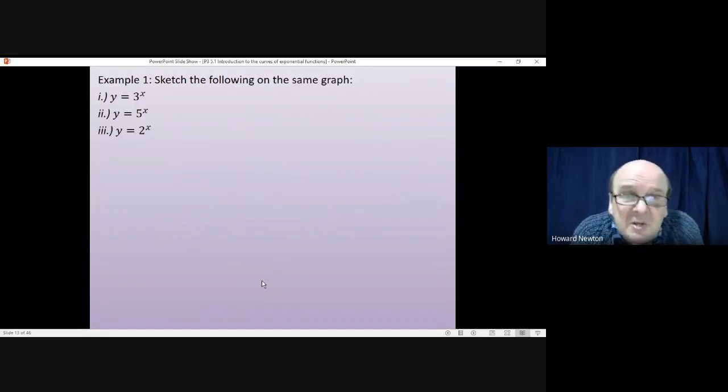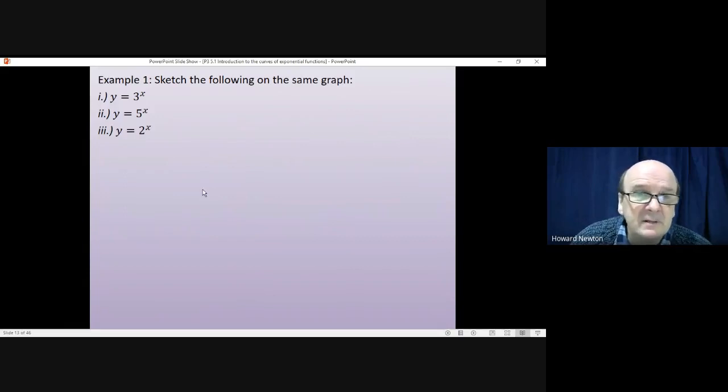Okay, I'll let you have a go at doing these yourself, just to see what happens as you change the value of a. So sketch on the same set of axes the following graphs: y equals 3 to the x, y equals 5 to the x, and y equals 2 to the x. And remember, you are just doing sketches. You don't need an accurate scale or anything like that. Pause the video, have a go, and come back to me again when you're ready.